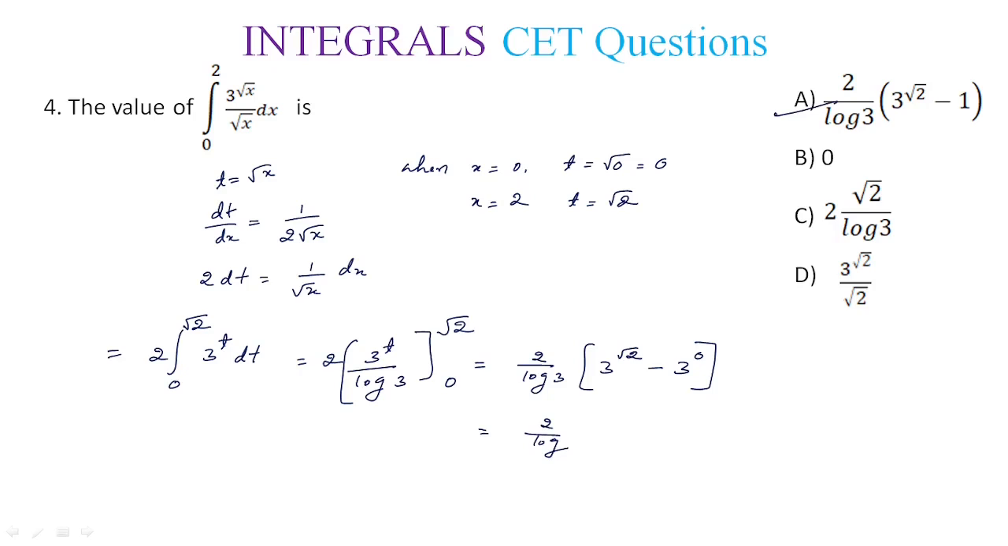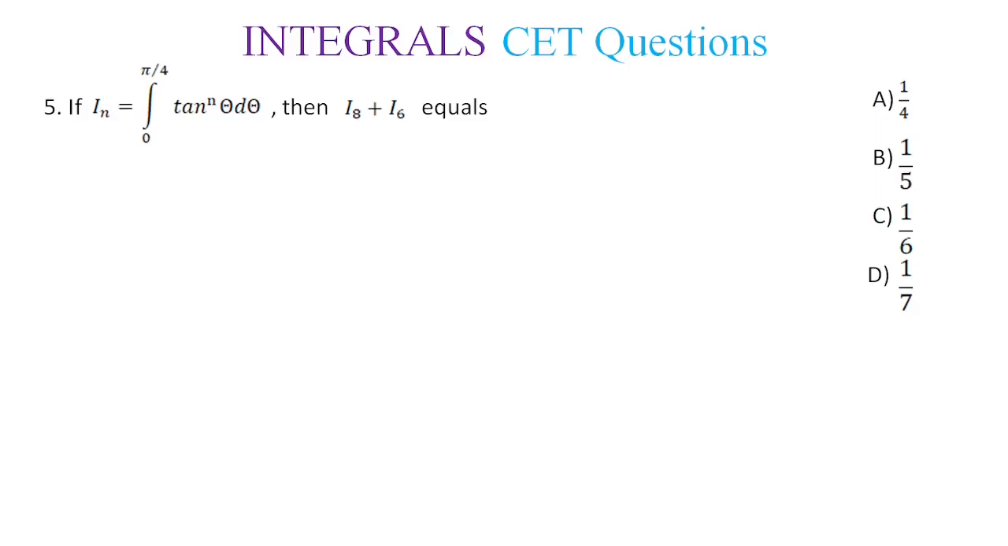Yes, now let us move on to the last question here. If In is equal to integration of tan raised to n theta with respect to theta from 0 to pi by 4, then I8 plus I6 is equal to what? I8 plus I6, n they have replaced with 8 and 6, that's all.